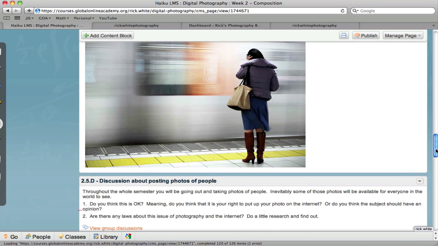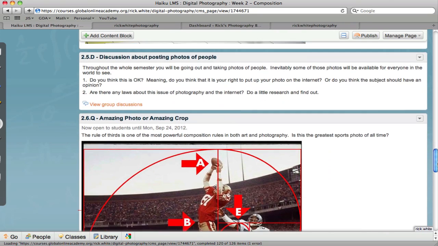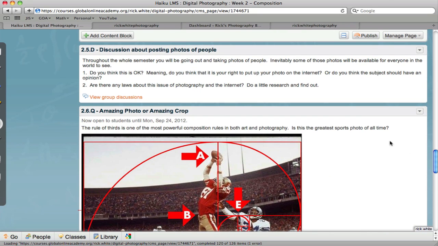Now, the discussion for the week is something we need to talk about, because what I'm having you do, and you know this, is post your photos to a WordPress blog. And WordPress is open to everyone, open to the entire world. So in theory, 7 billion people have access to these photographs. My question to you is, given the fact that you're going and taking pictures of people, is it right that you upload their photo to the internet? Do you think it's okay to be doing that?